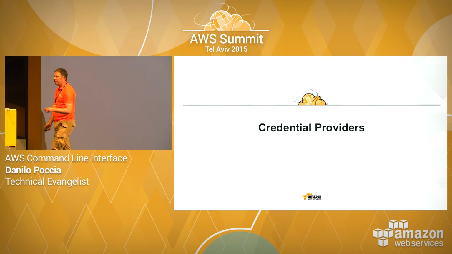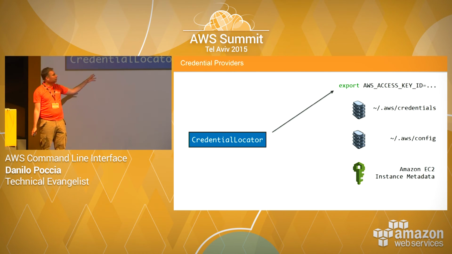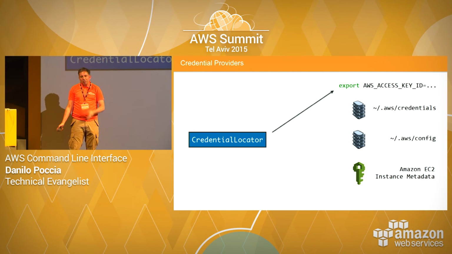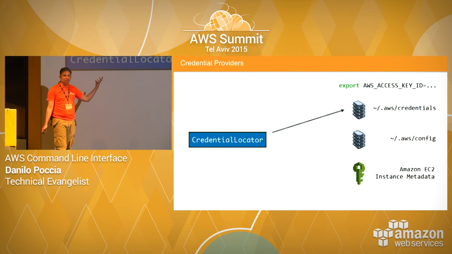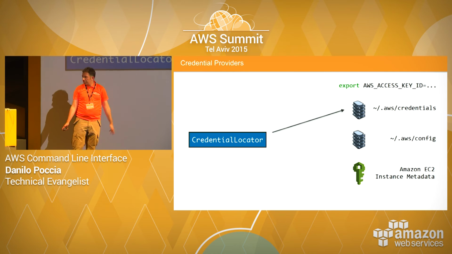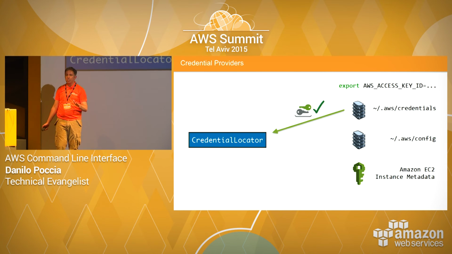Another interesting feature, one of the latest features that we added, is the credential provider. The credential locator inside the command line interface will automatically look for credentials inside the environment variables. If they are not in the environment variables, we look into the credential file that we mentioned at the beginning. And if you are in an EC2 instance, we'll also look inside the Amazon EC2 instance metadata to use EC2 roles. So never use credentials inside an EC2 instance. Always use EC2 roles or instance profiles, as we sometimes call them.